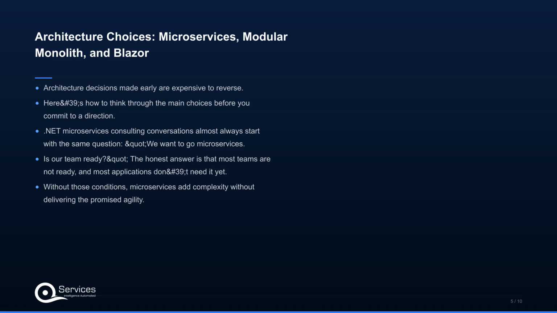Microservices make sense when you have at least 3 of these conditions: independent deployment requirements across subsystems, teams of 8+ engineers that need to work without blocking each other, significantly different scaling profiles across components, and the operational maturity to run distributed tracing and service mesh tooling. Without those conditions, microservices add complexity without delivering the promised agility.